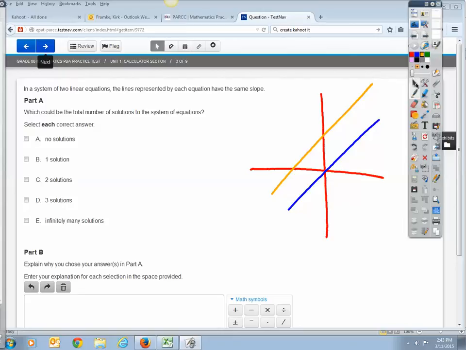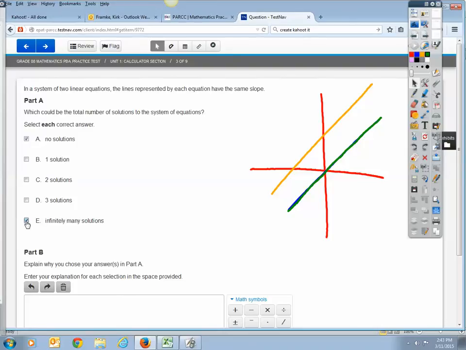So it is safe to say that I will have no solutions. But I notice it also says select each correct answer. There may be another one. Going back to my original line, is it possible that my second line has the same slope and the same y-intercept? If that's the case, it's essentially like drawing two lines on top of each other. Well, how many times do these lines touch? And you can see by my visual, they touch all the way across the line. That means we have an infinite number of solutions.